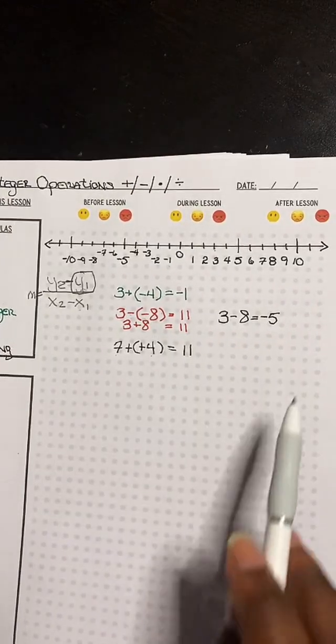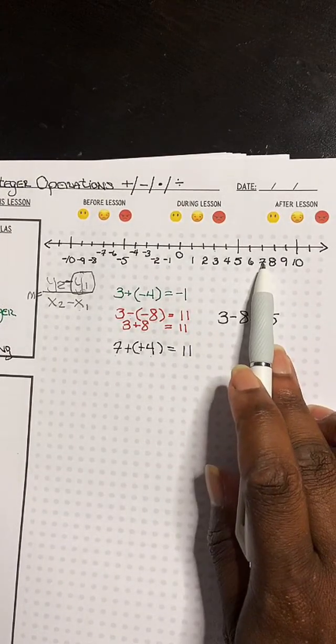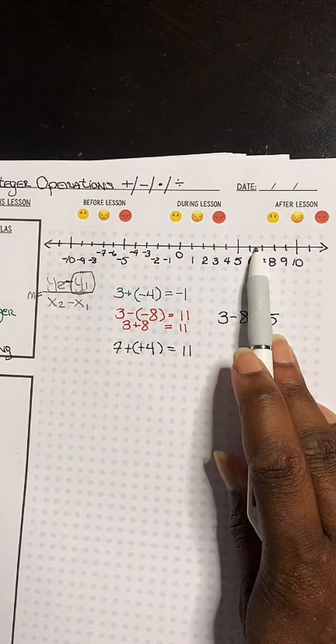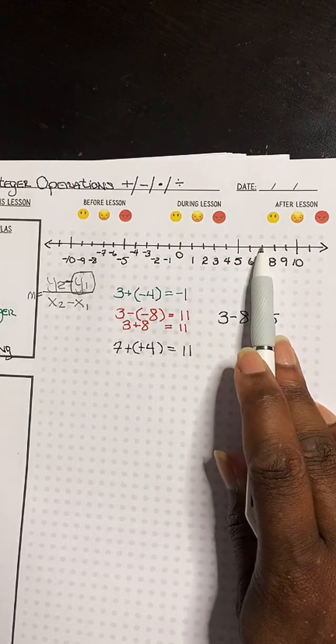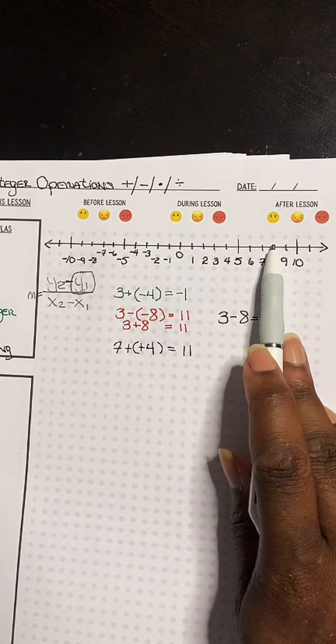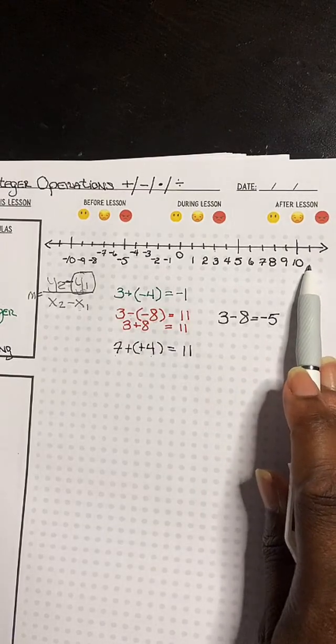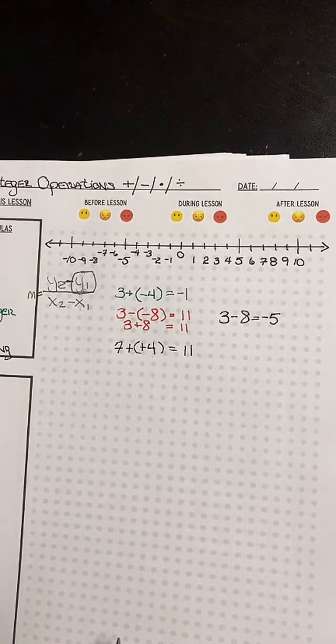If you want to see it on the number line, if I start here at 7, I go 1, 2, 3, 4, and I'm right here at positive 11. All right.